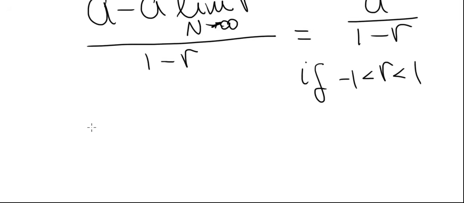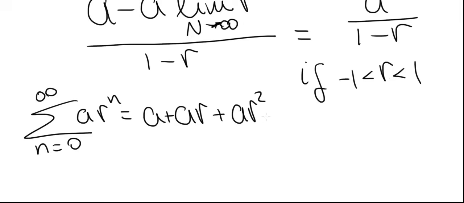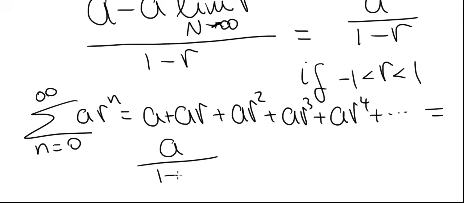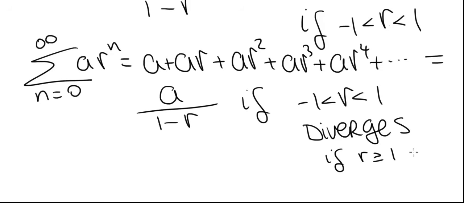So just to make the conclusion, the series from 0 to infinity of a r to the n, which is a plus a times r plus a times r squared, a times r cubed, a times r to the fourth, and so on, is equal to a divided by 1 minus r if r is between minus 1 and 1, and it diverges otherwise. So it converges if r is in that interval, and it diverges if r is greater than or equal to 1 or r is less than or equal to minus 1.